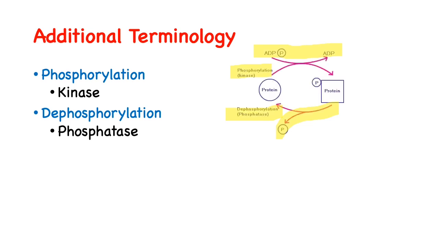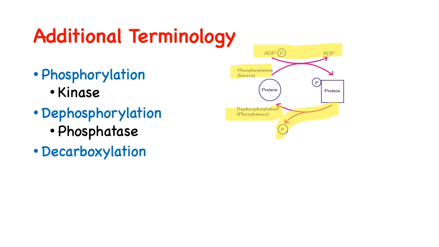If you look at this reaction here that I've highlighted in yellow, look at the protein. When the protein has a phosphate added to it, phosphorylation has occurred, and you can see the enzyme kinase there for the phosphorylation. Now, if you take the protein with the phosphate attached to it and remove that phosphate, that is the dephosphorylation occurring.